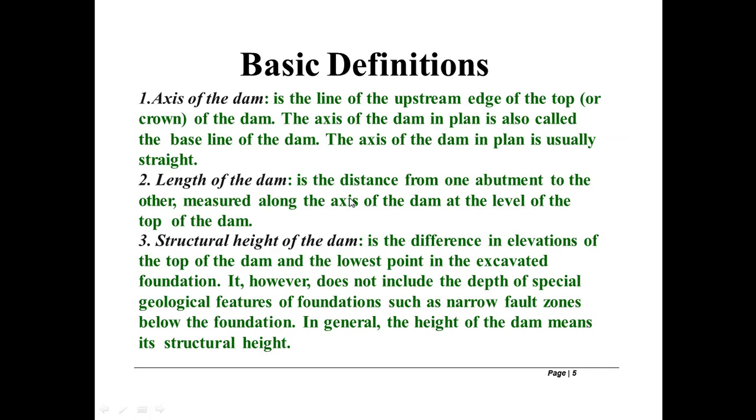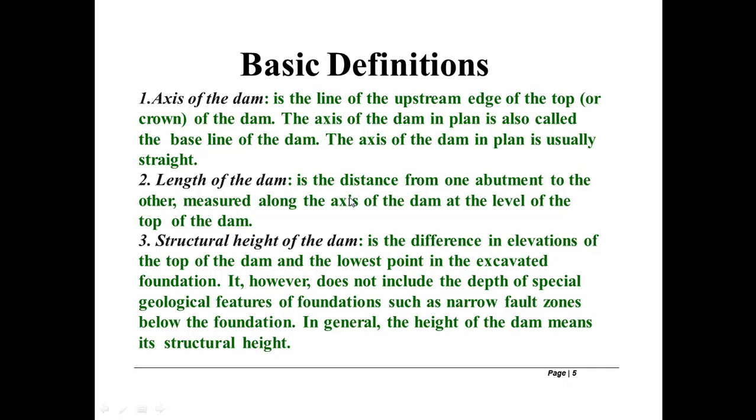Next is the length of the dam. The length of the dam is the distance from one abutment to the other abutment measured along the axis of the dam at the level of the top of the dam. So the distance between the two abutments of the dam is called the length of the dam, and it is measured along the axis of the dam.